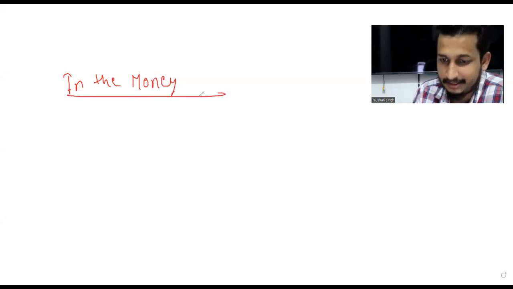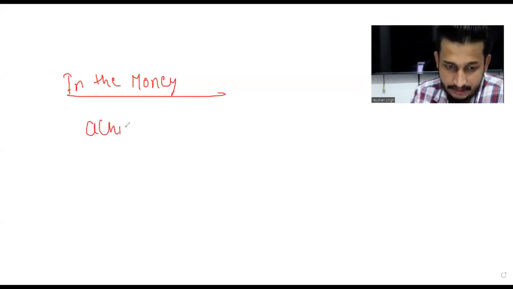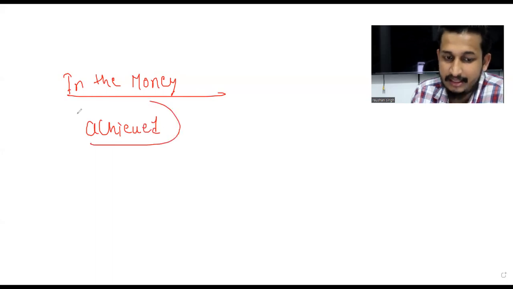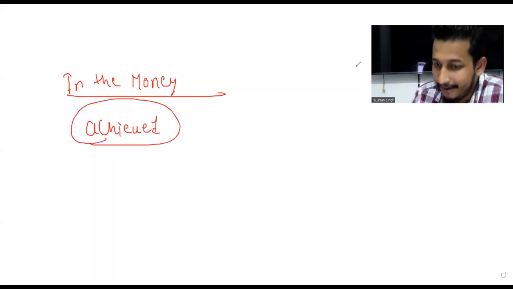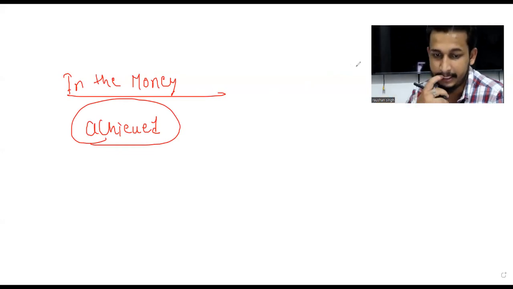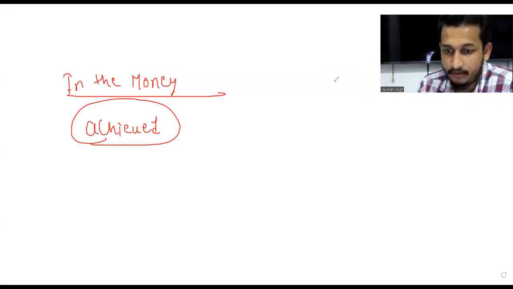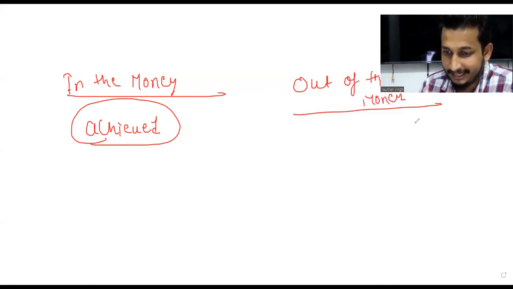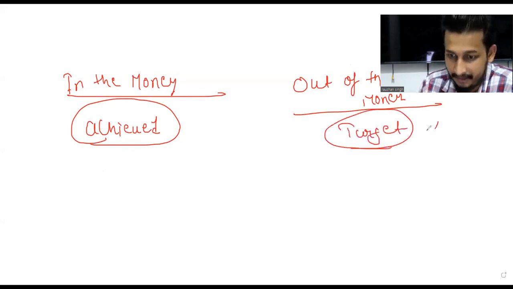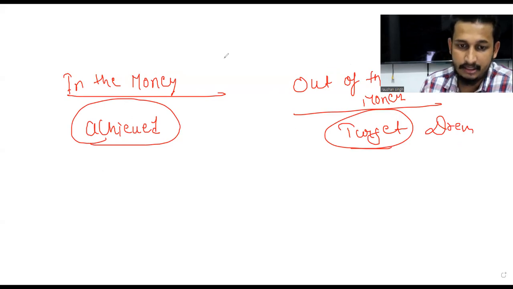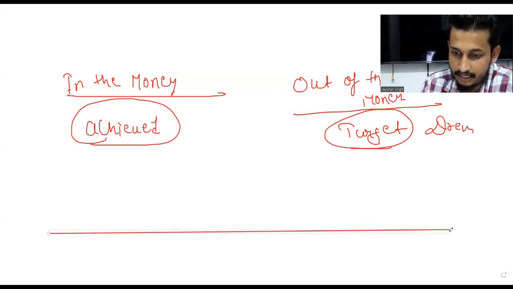In the money is something which you have already achieved. In the money is that thing which you have already achieved it. In the money कैसा है कि वैसा प्राइस जो ऑलरेडी आपने अचीव कर चुका है. And out of the money is your targeted one. Out of the money is the target price. ये मेरा ड्रीम है, टारगेट है.